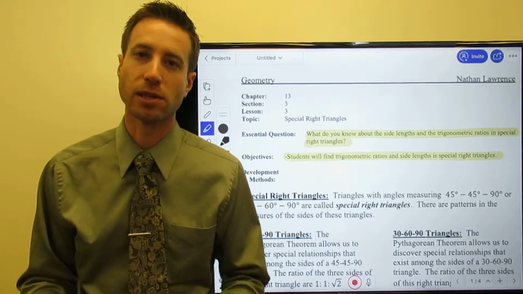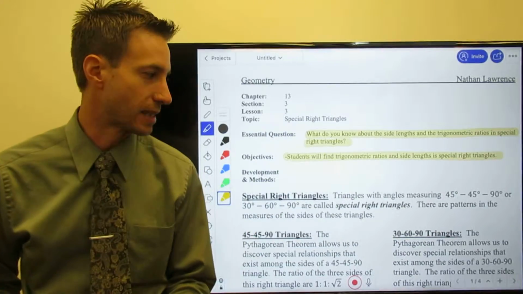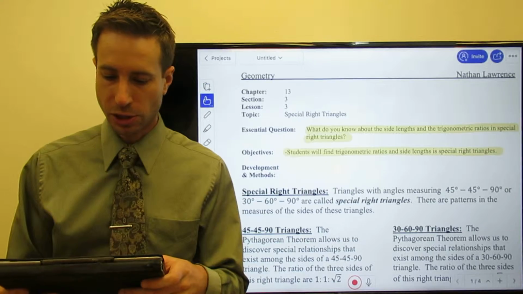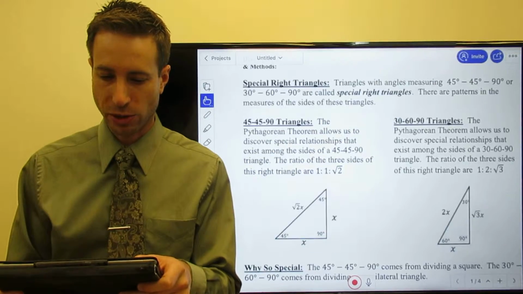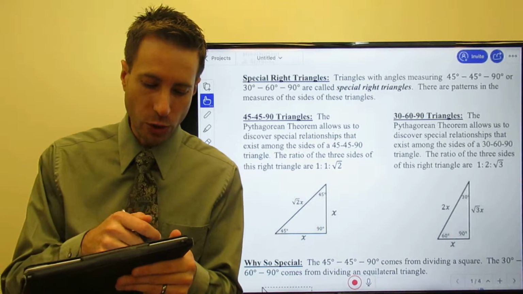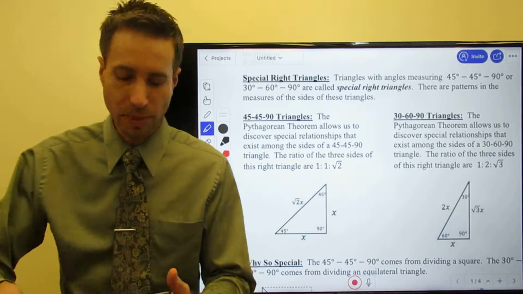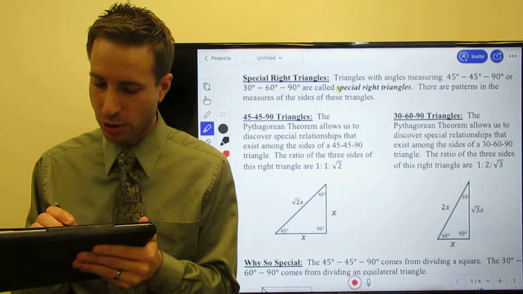Okay, first, special right triangles. What does that mean? Well, here's what we've got. There are actually two special right triangles. A great question would be, what makes them so special? I'll get to that in a second, but essentially here's what they are. There are two of them.